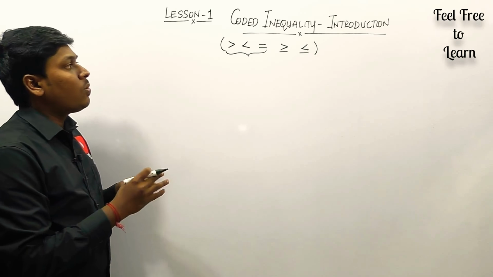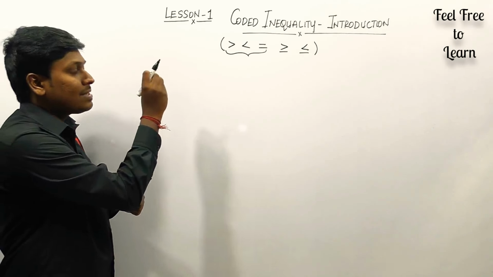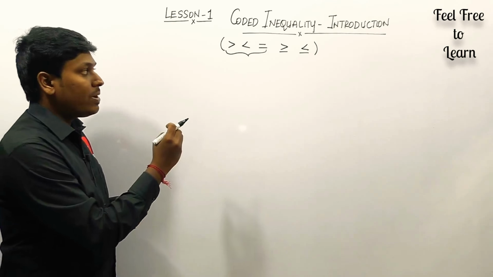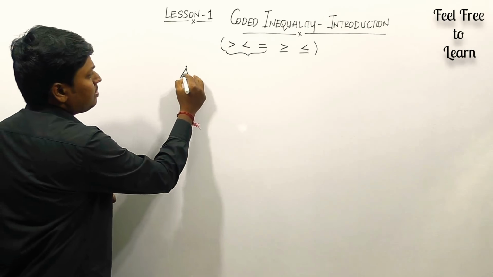But if you need to solve all the questions on the topic coded inequality, then you need to know all 5 symbols: greater than, less than, equal to, greater than or equal to, and less than or equal to. So everyone knows the meaning of these, right?